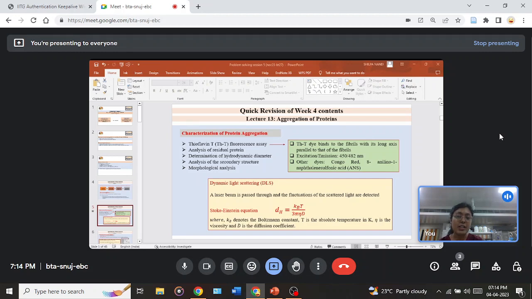In this, dH is the particle size, kB is the Boltzmann constant, T is the absolute temperature in Kelvin, eta is the viscosity, and D is the diffusion coefficient. So basically we are going to assess this diffusion coefficient, and the relation is with the particle size of the protein sample, that is the dH.